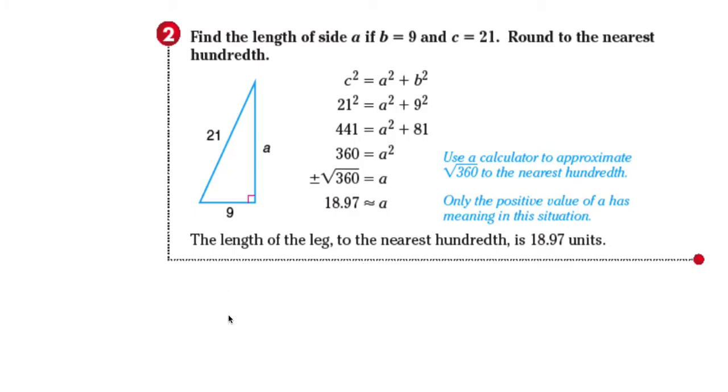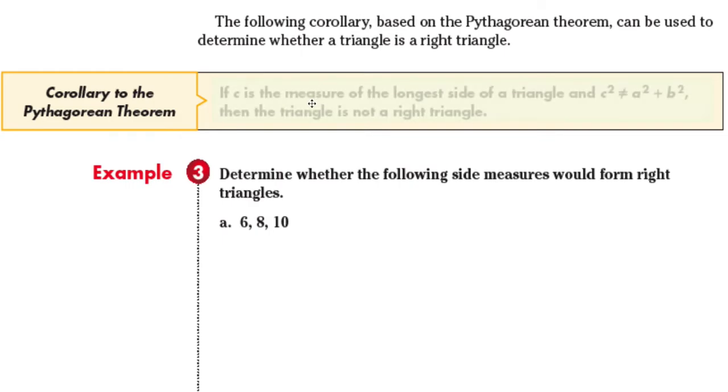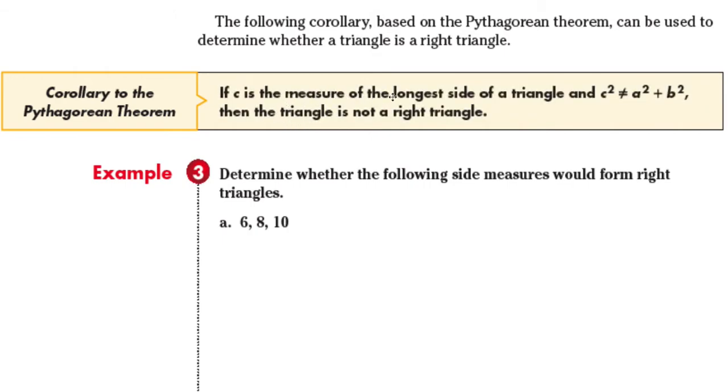Okay, I guess we need to go to the next slide. The following corollary based on the Pythagorean theorem can be used to determine whether a triangle is a right triangle. The corollary to the Pythagorean theorem is this: if c is the measure of the longest side of the triangle, and c squared is not equal to a squared plus b squared, then the triangle is not a right triangle.